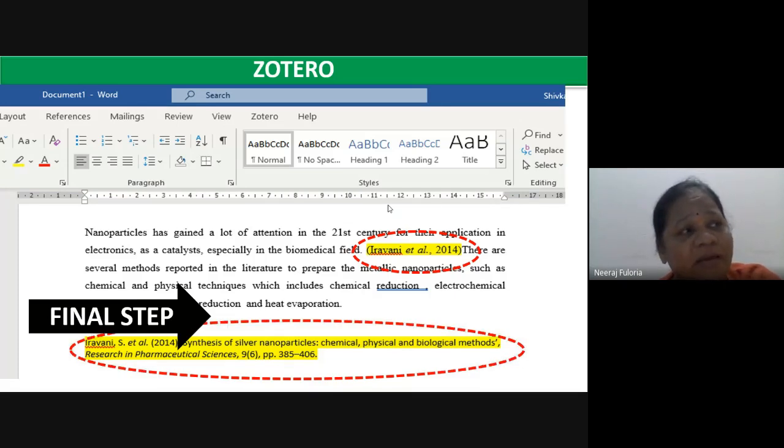This is the benefit of Zotero, and Zotero has near about 30,000 referencing styles. Whichever journals you are following, many papers or journals follow the Harvard style or Vancouver style, or your university may be following the Harvard style or Vancouver style for your thesis. So you can just modify it according to your need. So you can use Zotero.